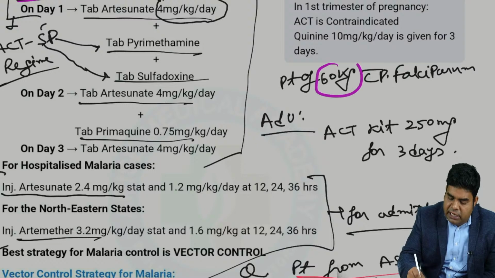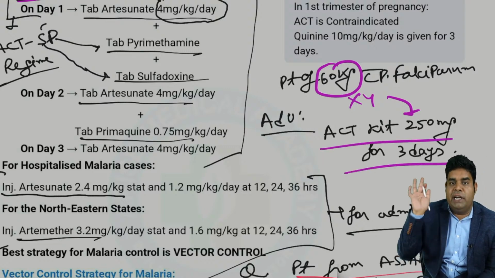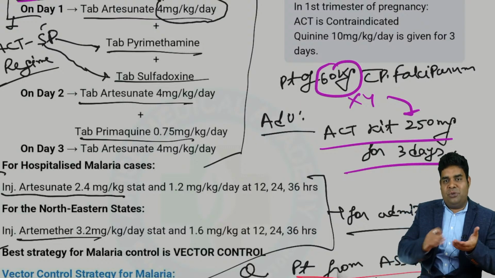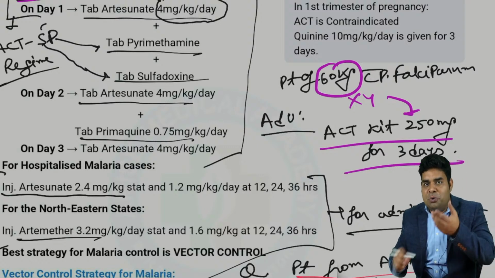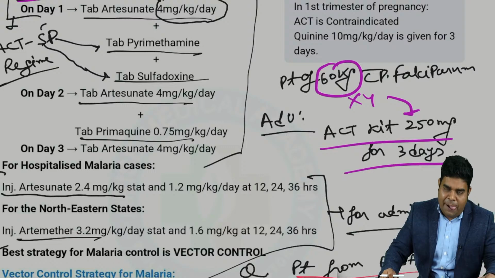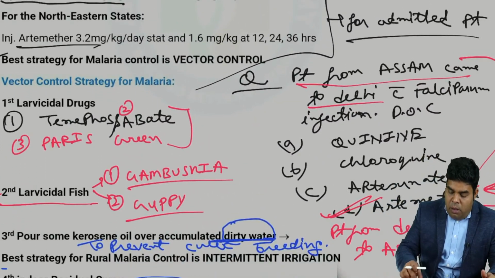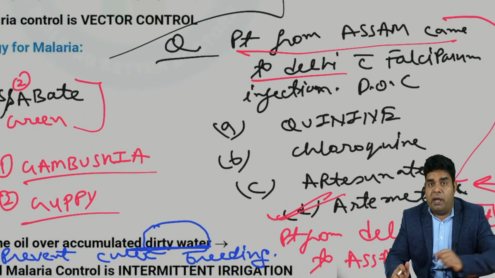Giving this treatment is very simple because artesunate dose is 4 mg per kg. So if 60 kg patient come, you simply multiply 60 with 4, which will come roughly 250, and you will write on the prescription ACT kit 250 mg for 3 days. In that kit, all other drug will be according to artesunate. So he will take 3 tablets on first day, artesunate sulfadoxine pyrimethamine, 2 tablets on second day, and 1 tablet of artesunate only on last day. So this is the way of treating, and they can ask this type of question. 2-3 questions come from here.